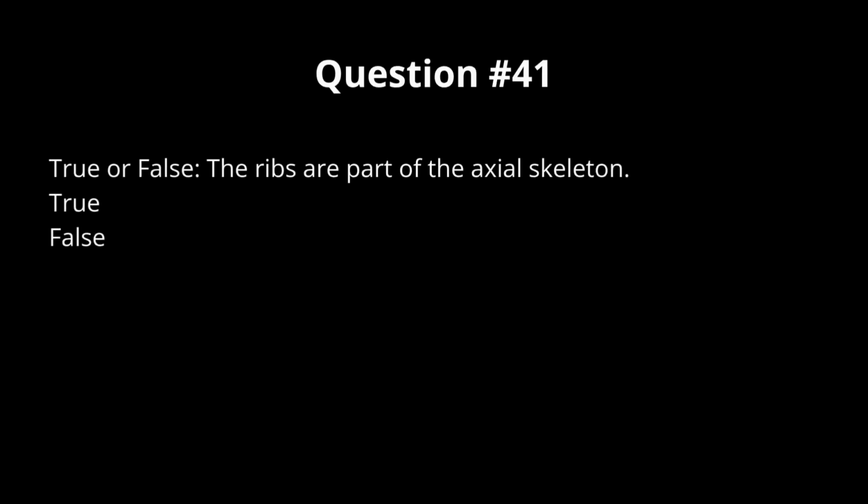Question number 41. True or false? The ribs are part of the axial skeleton. The correct answer is true. The ribs protect the thoracic cavity and are included in the axial skeleton.